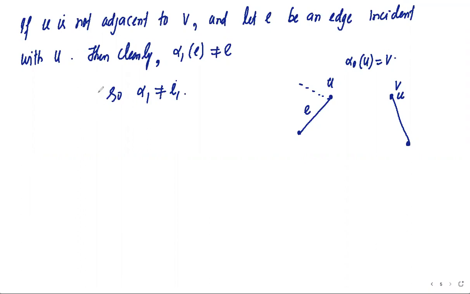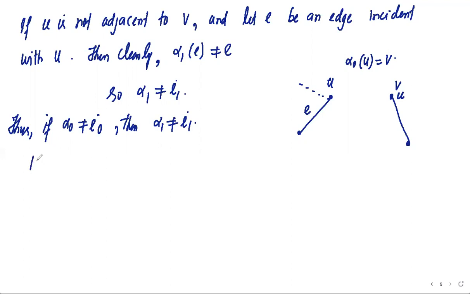So therefore a non-trivial automorphism, thus if alpha 0 is not equal to I0, then alpha 1 is not equal to I1.